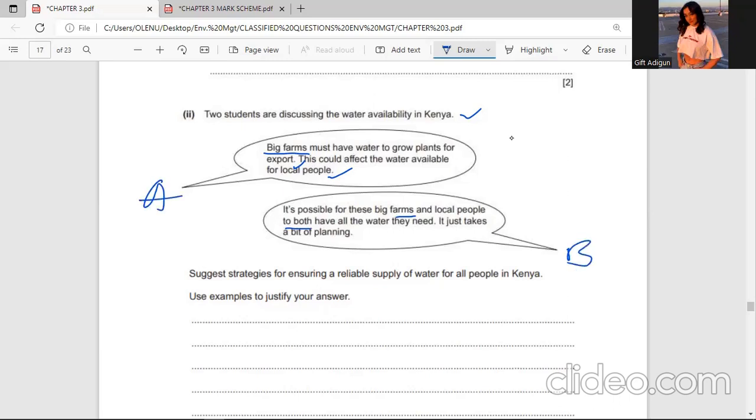Now they say suggest a strategy for ensuring a reliable supply of water for all people in Kenya. This is simple now. They're just asking you for a method of water supply. So you can bring in things like boreholes.